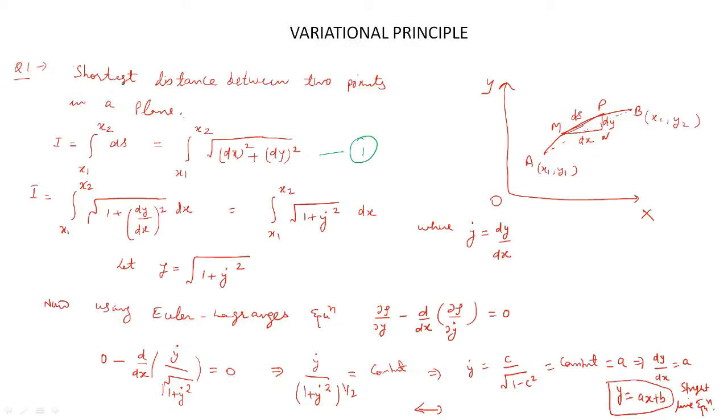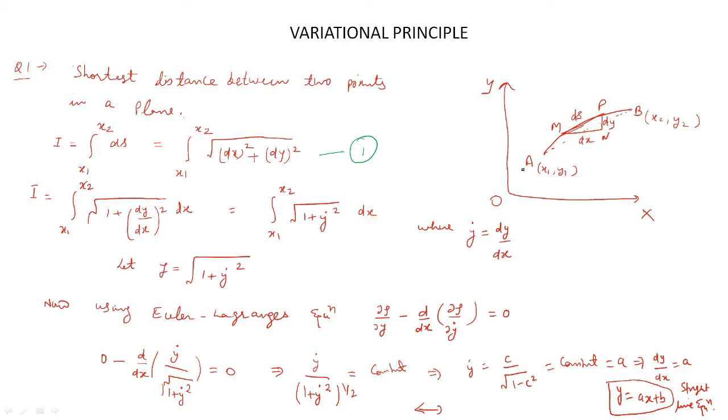Hello everyone, today we will solve some numerical problems based on variational principle. Here the first problem is that we have to find the shortest distance between 2 points for a curve which is in a plane. Now here you can see that AB is a curve and A and B are its two endpoints. The coordinates of A are x1, y1 and of B are x2, y2.